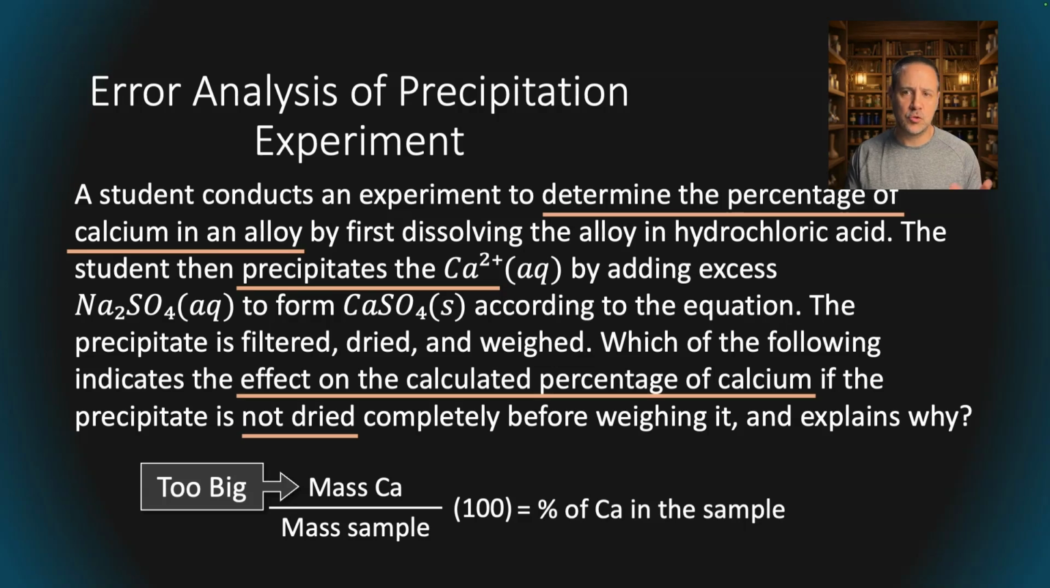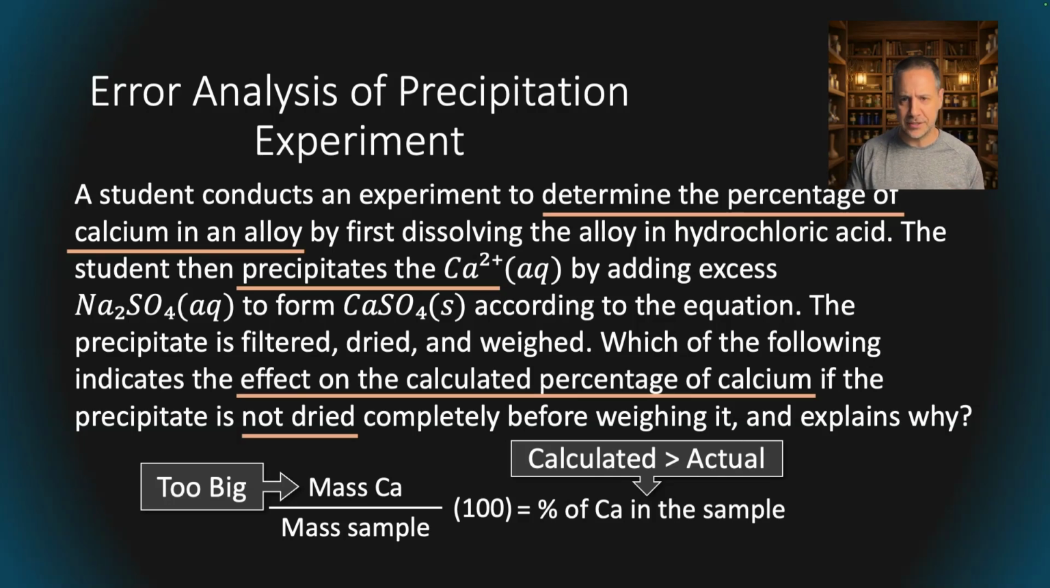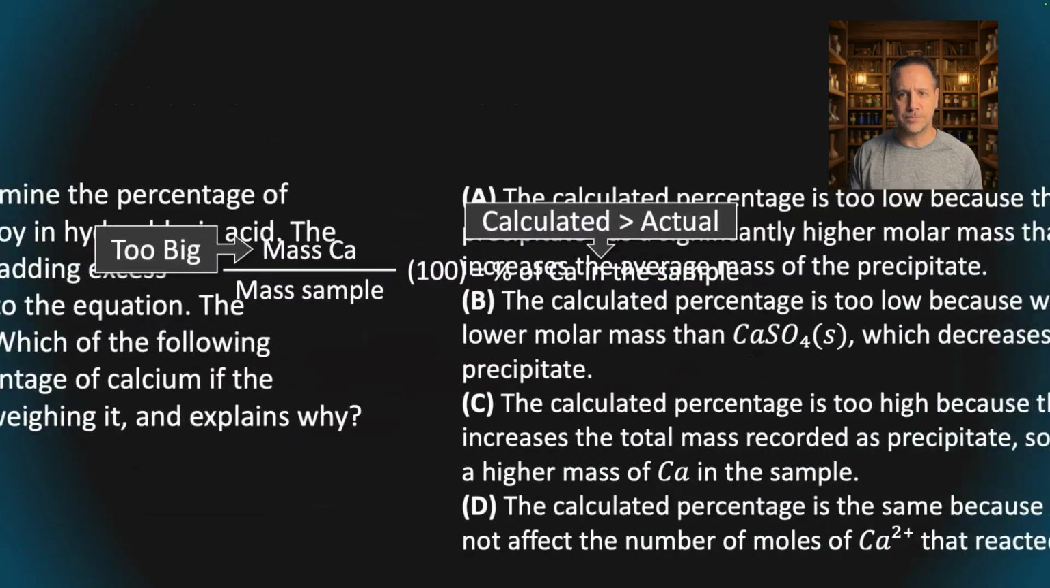If the numerator is too large, the percent of calcium will be too high. I'm going to say that the calculated value is greater than the actual value. Clearly, distinguishing between calculated and actual is very important. Now that I've decided what the answer is, I can look at those long choices and pick the best one.